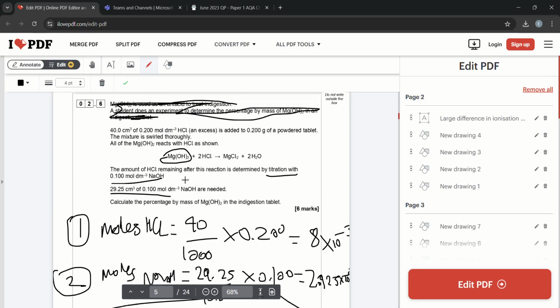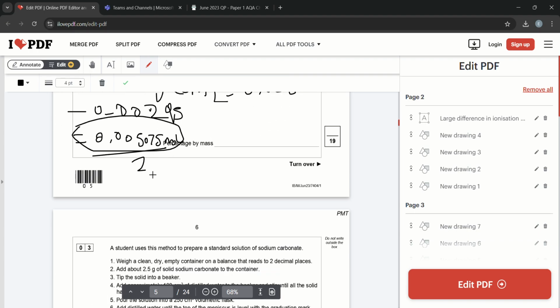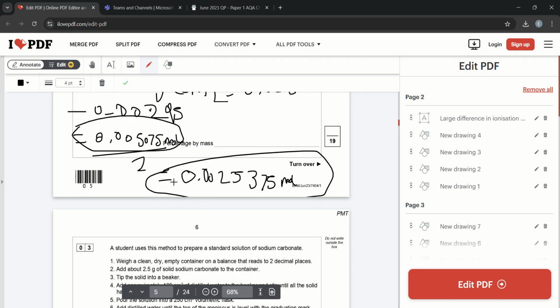But obviously, because it's a 1 to 2 molar ratio, the HCl we need to divide by 2. So divide that by 2. That's why, divided by 2, we get 0.0025375 moles. Now we've got the moles.